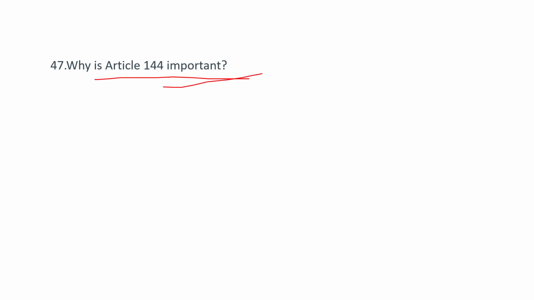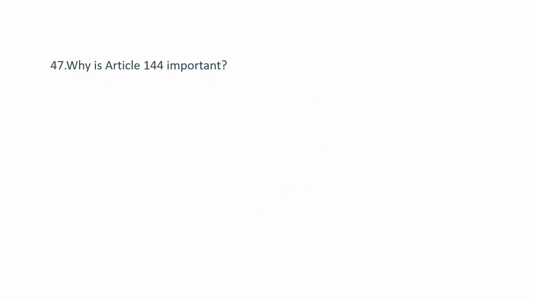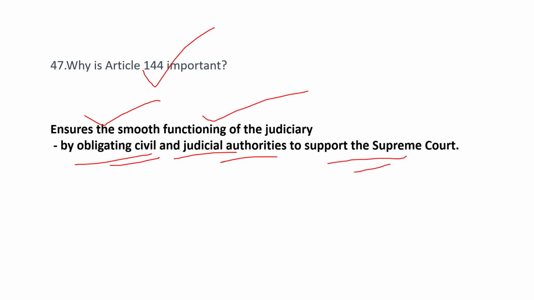Why is Article 144 important? We have just seen that Article 144 requires the civil and judicial authorities to comply with the orders of the Supreme Court. That is why it is important. Let us see the answer again. Article 144 is important to ensure the smooth functioning of the judiciary by obligating the civil and judicial authorities to support the Supreme Court. Next question.